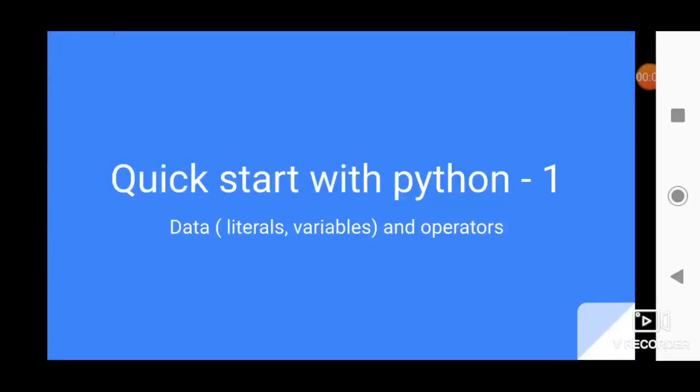Hello students, in this video tutorial we will discuss some basic aspects of the Python programming language, like how to represent data using literals and variables, and how to use operators to perform operations on the data, so that we are able to write beginner level small programs in Python.